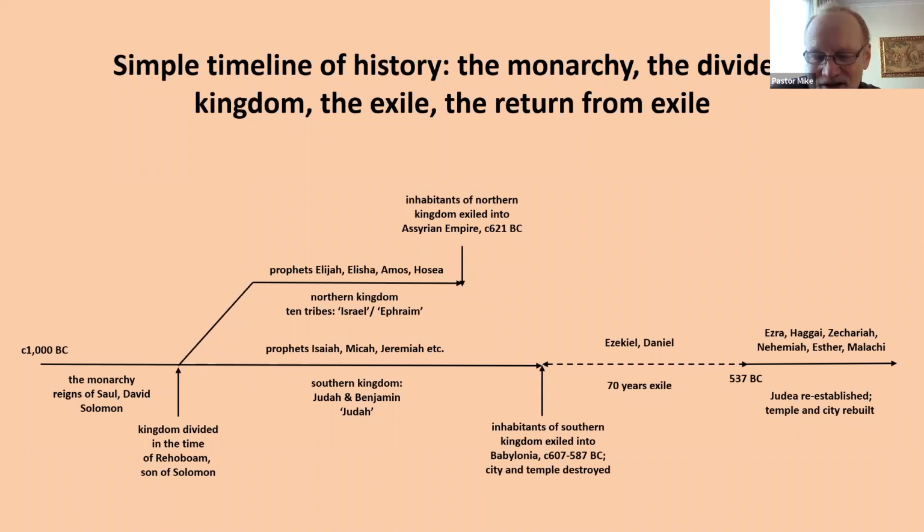So, for example, if you look at the 70 years exile period there, you've got Daniel and Ezekiel. Well, take Daniel. There's no point trying to match Daniel up to the prophets Elijah and Elisha, who preached previously over on the left, who preached to the northern kingdom, because Daniel was prophesying at a much later stage and in a different country to Elijah and Elisha and so on.